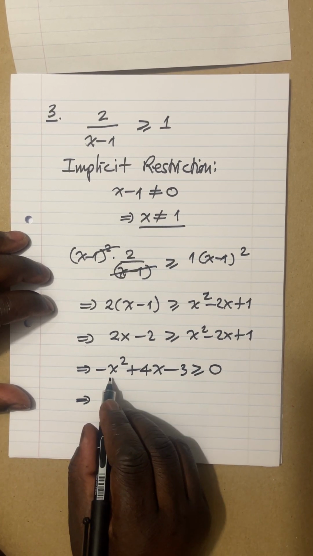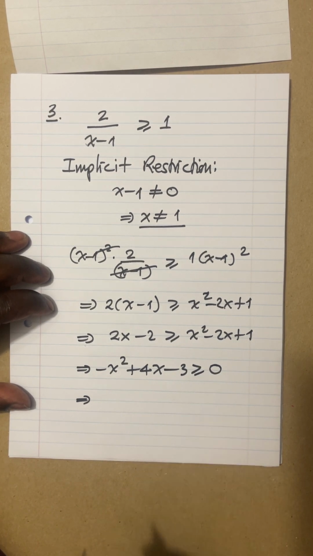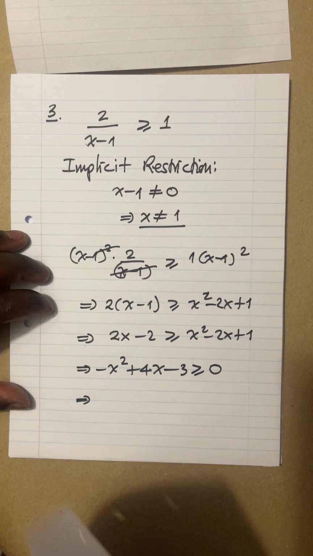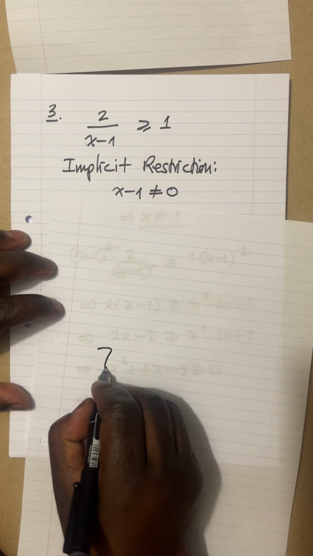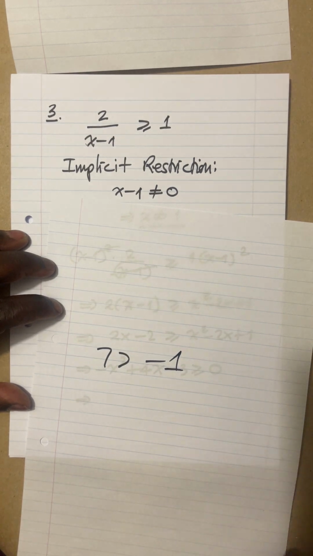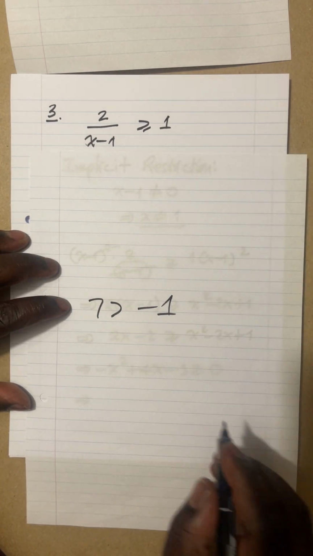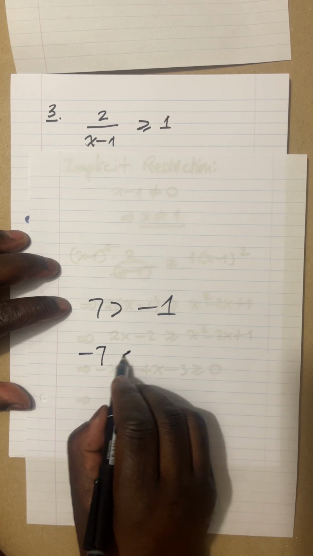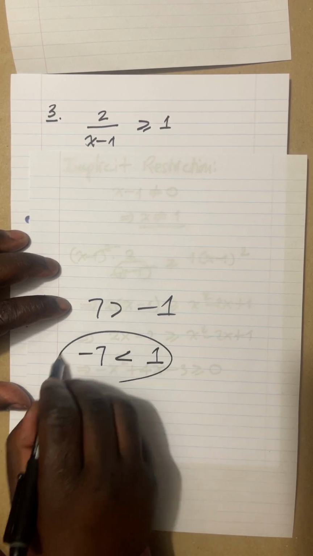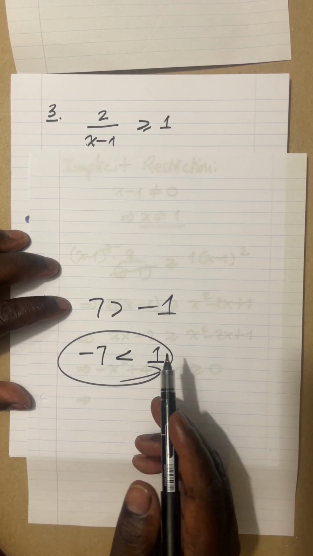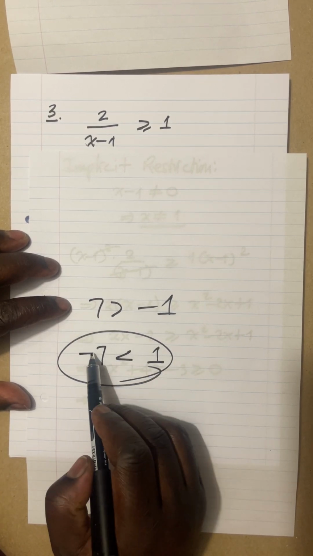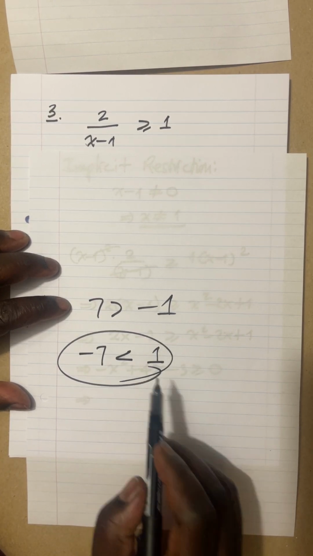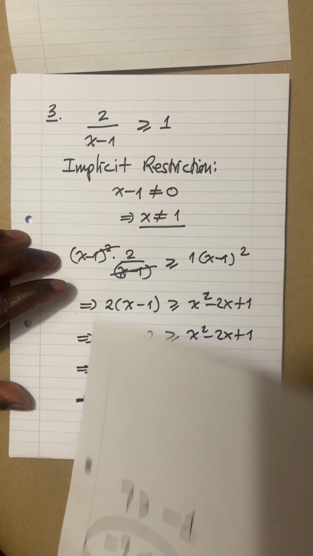Remember, when you multiply by a negative number or divide by a negative number, the inequality sign must change. What am I saying? I'm saying that we all agree that 7 is greater than minus 1. But if I multiply by minus 1 throughout, I'm going to get minus 7. Surely I cannot say it's greater than 1. I will have to say it's less than positive 1. And because of that, the bigger becomes smaller when you multiply by a negative number, and the smaller becomes bigger. So the inequality sign has to change.